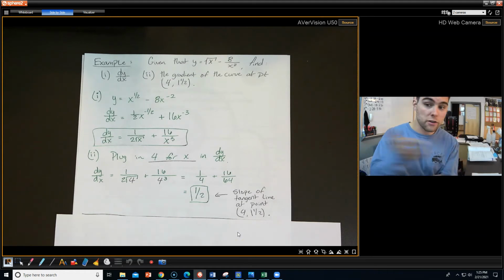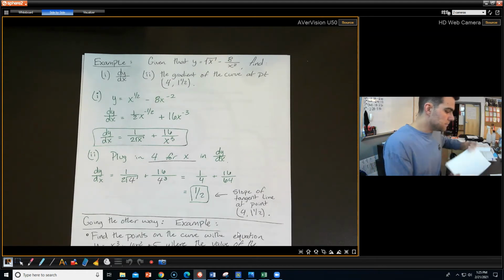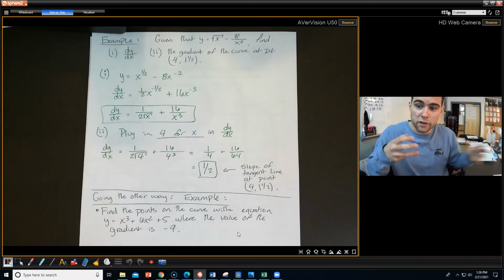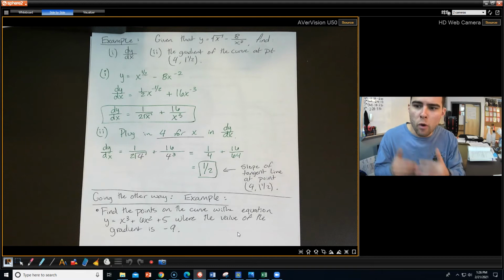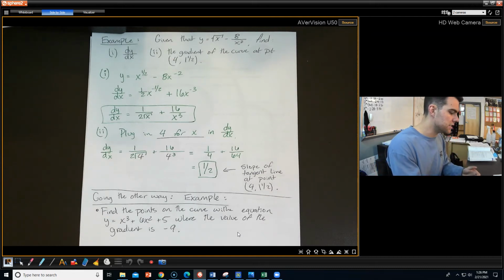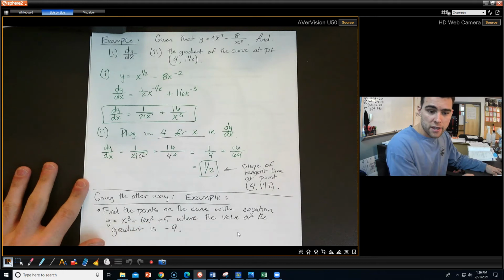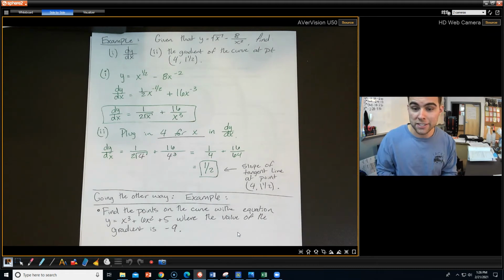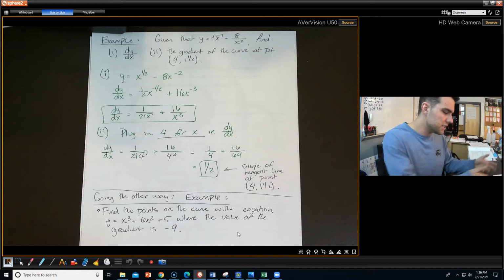Well, we can go the other way, actually, too. So this time, we're going to actually give the gradient, and we're going to say, okay, what point or points on this curve has a gradient of its tangent line being -9. Okay, so our curve that we're looking at is this function right here, and we're going to just try to see where the value of the gradient is -9. Well, basically, if we're trying to find where the gradient is -9, we need the gradient function, aka the derivative. We need to take the derivative of this guy.